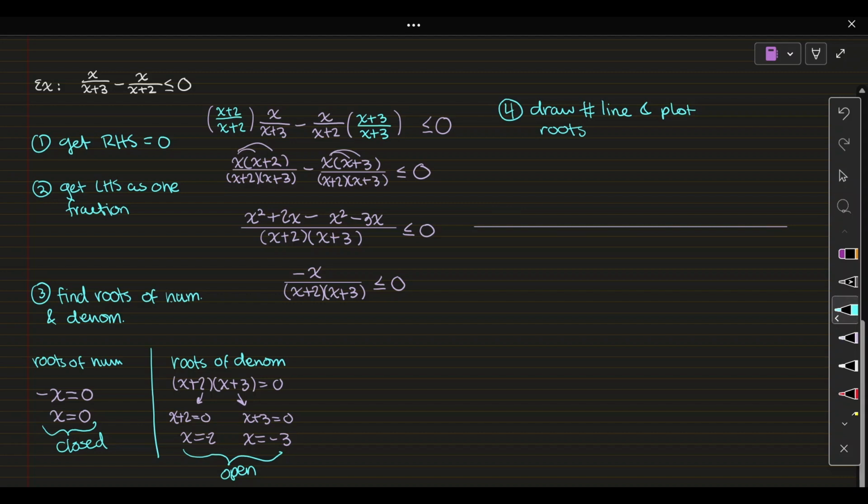So 0 is going to be closed. This is going to be 0. And then negative 2 and negative 3 are going to be open. So this will be negative 2 and this will be negative 3. Okay. I like to draw little dotted lines to let me know where my regions are, where I need to pick my test values, because that's step 5, is to pick test values in my regions.